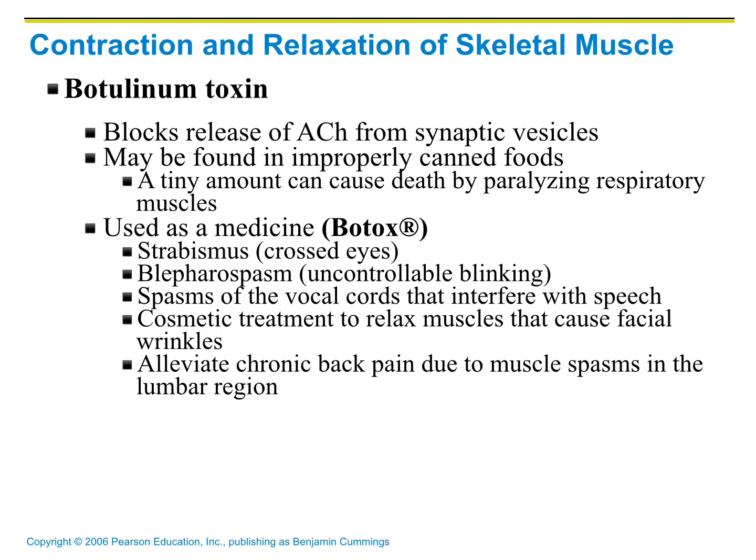Botulinum toxin is something that blocks the release of acetylcholine from synaptic vesicles. You can get it from improperly canned foods. That's one area you can see this toxin. But it's also used medicinally as Botox, which is used for cross eyes, uncontrolled blinking, and spasms of the vocal cords. It's also used for wrinkles, as well as sometimes for muscle spasms with chronic back pain, most often in the lumbar region.